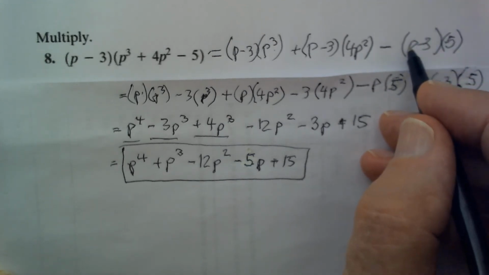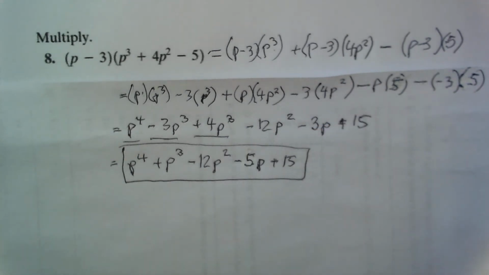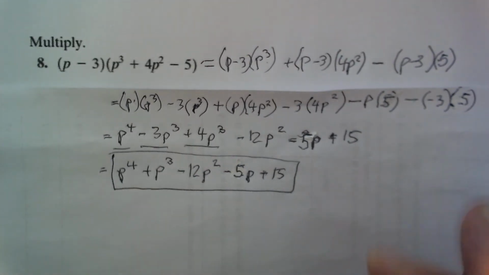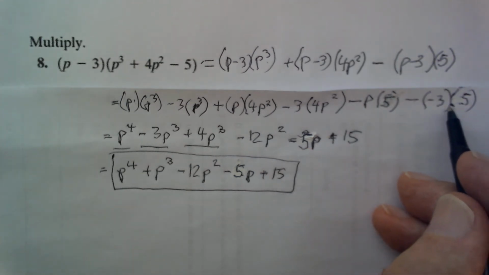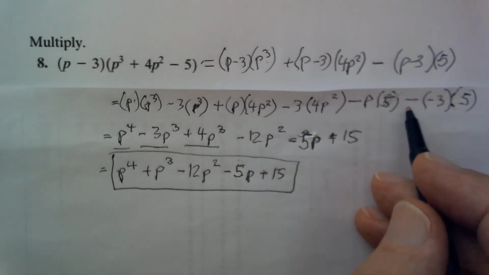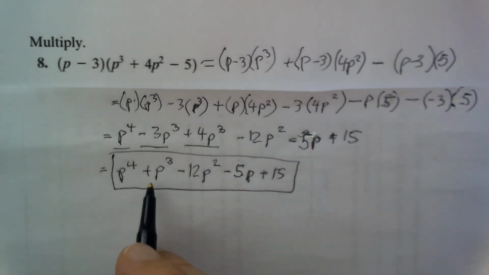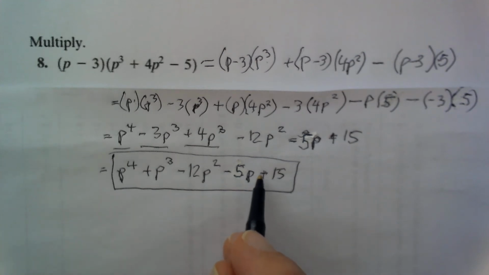And then we have minus 5 times p. So let me just correct that here. So minus p times 5 is minus 5p. And then 5 times minus 3 is minus 15, with a minus in front gives us a positive 15. So finally we have, by combining like terms, p to the fourth plus p to the third minus 12p to the second power minus 5p plus 15.